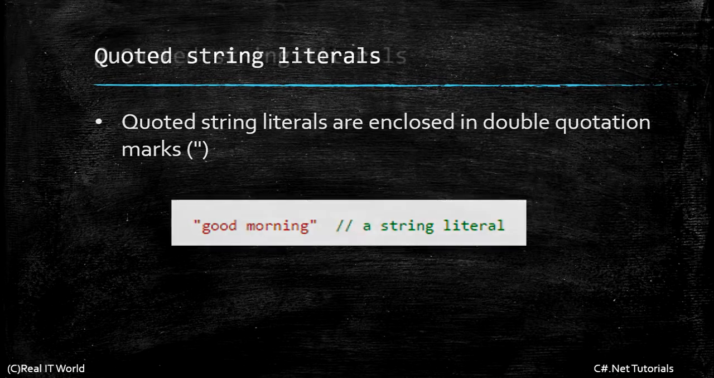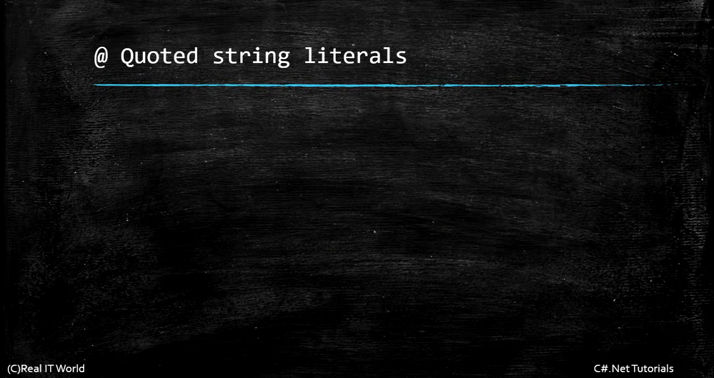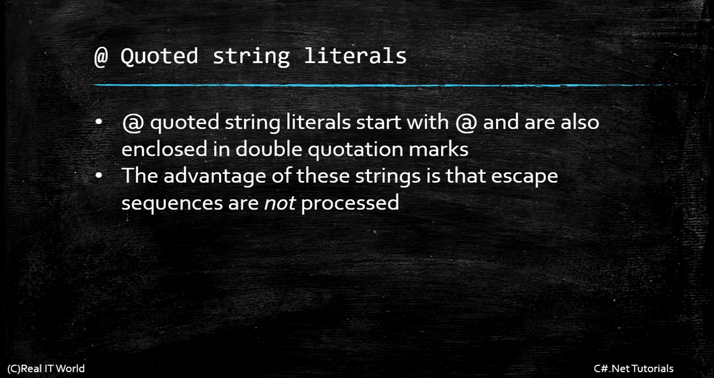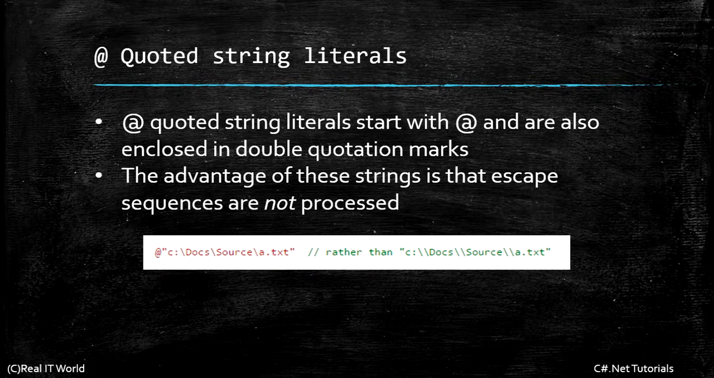And the second type is the at the rate quoted string literal. At the rate quoted string literal starts with the at the rate symbol and is also enclosed in double quotations. The advantage of these strings is that escape sequences are not processed. If we want to mention a file name inside a string, it will actually throw an error. Let's look at that practically.